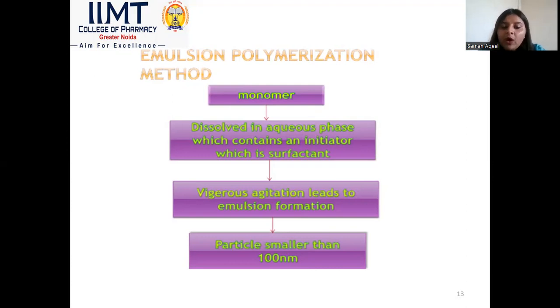In the third step, you are stirring the mixture very vigorously at very high speed, and it leads to the formation of emulsion. So this emulsion contains particles that are smaller than 100 nanometers and which are considered as nanoparticles. Later on, you are separating those nanoparticles from this mixture.